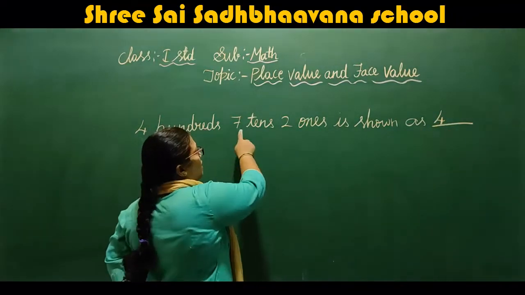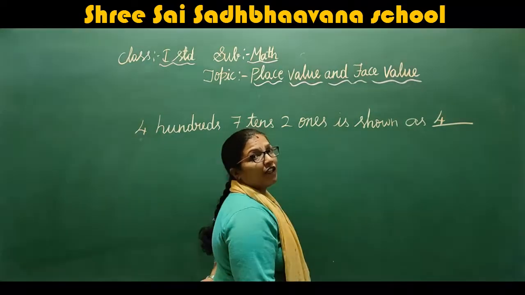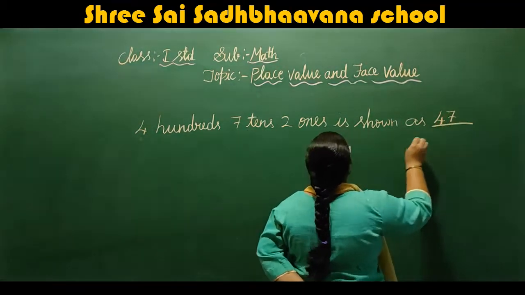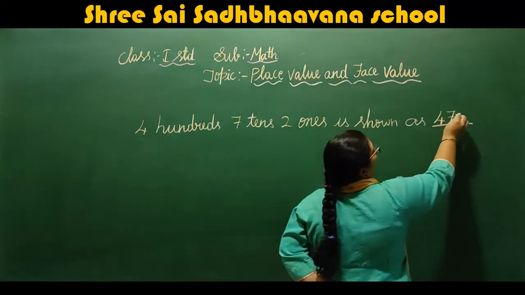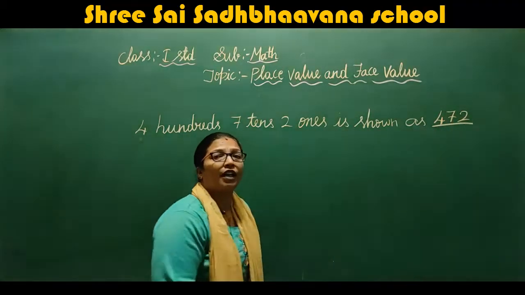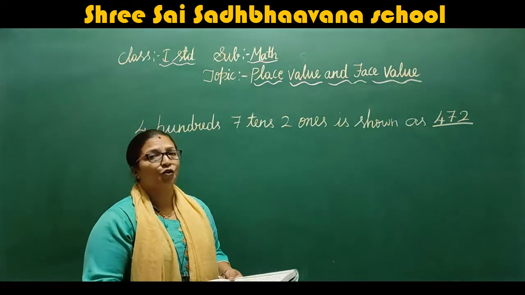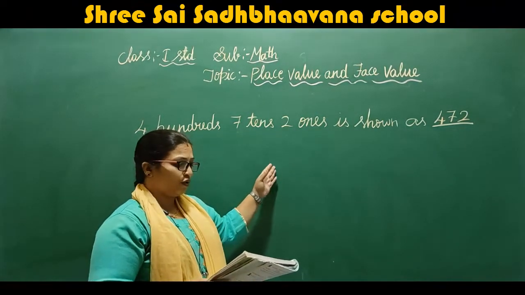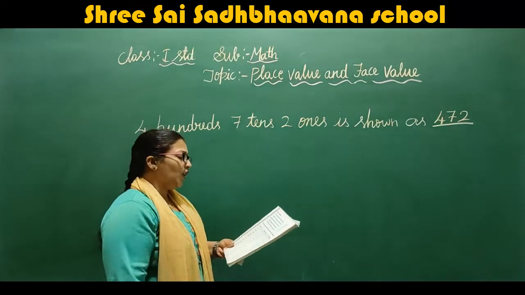What will we write here? 4. So 7 tens: in which place is the 7? In the tens place. 7 tens and 2 ones. So it is 472. What value came? 472.